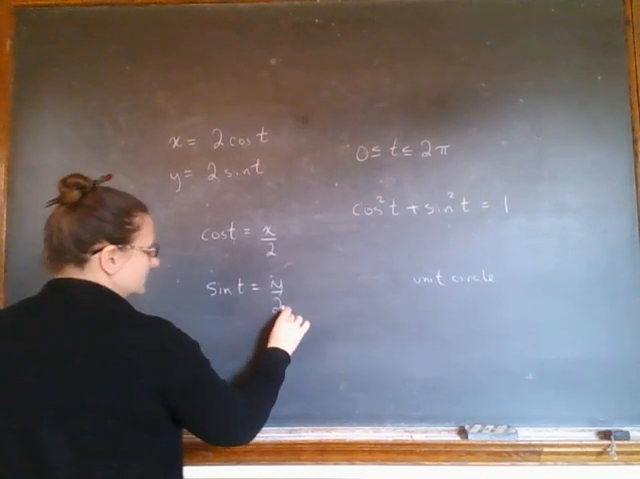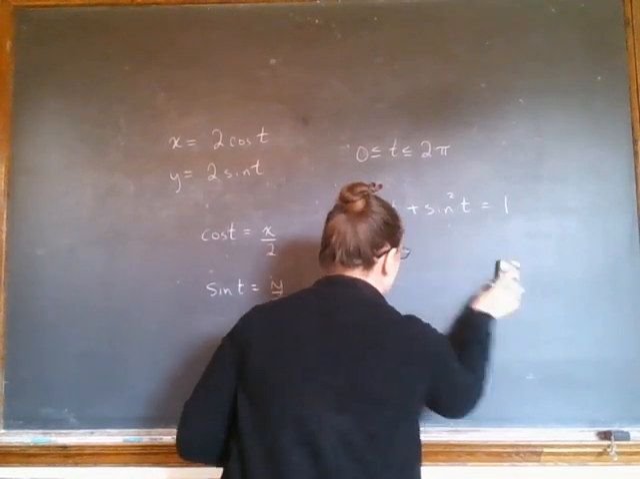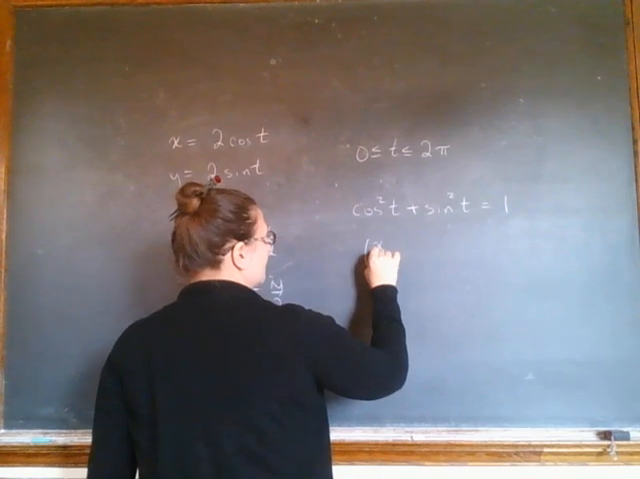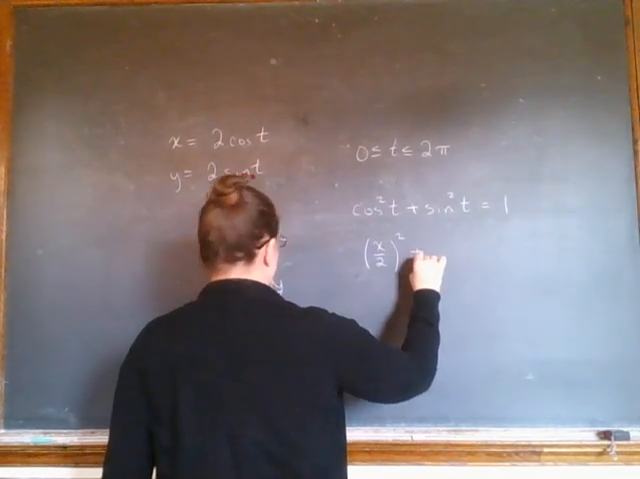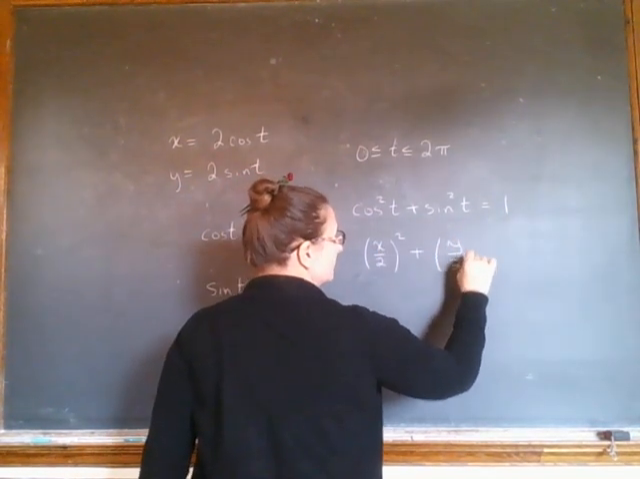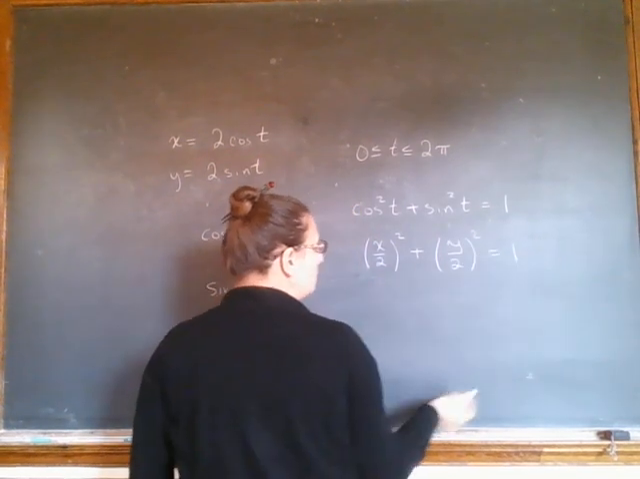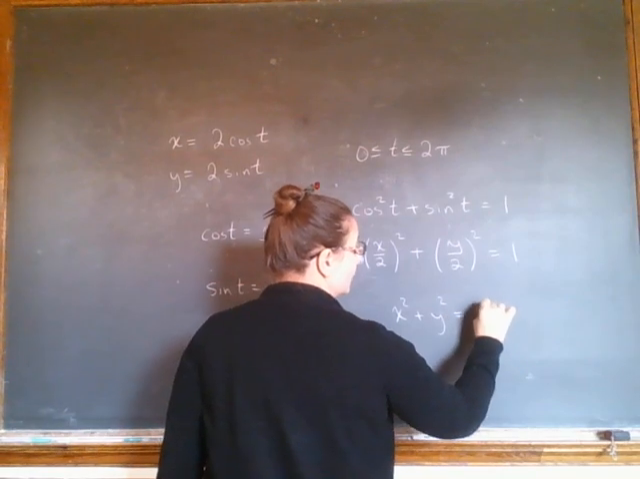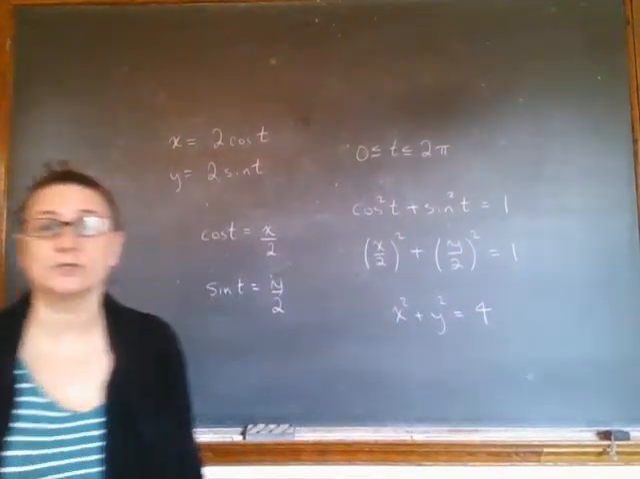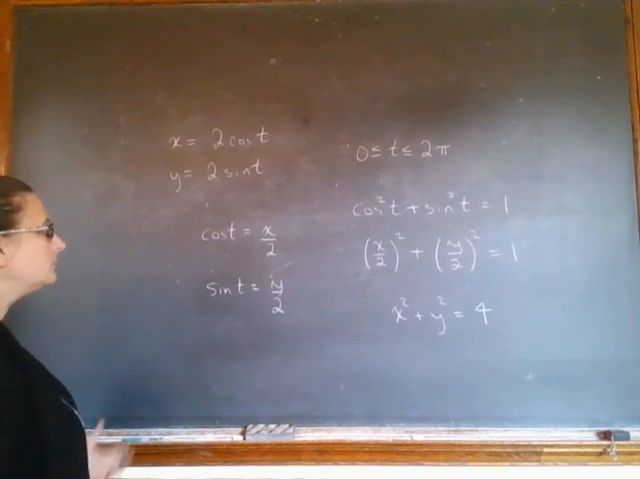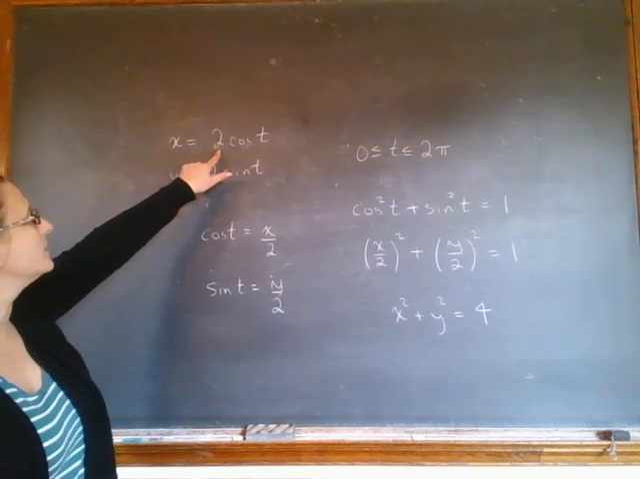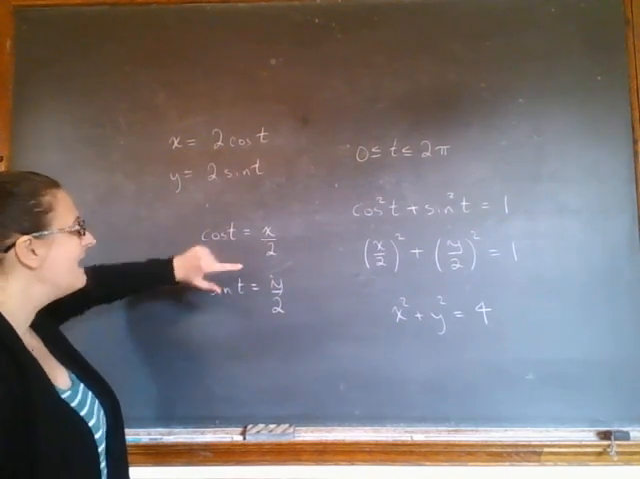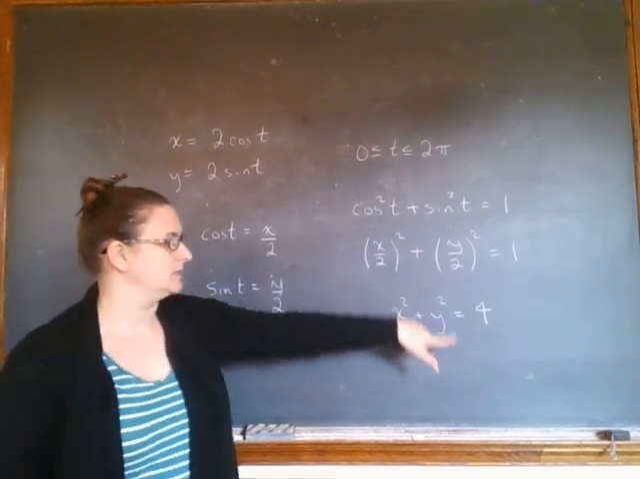Now it's no longer the unit circle, right? But I can substitute these into there and I get x over 2 squared plus y over 2 squared equals 1, or x squared plus y squared equals 4. So I have a circle of radius 2. So anytime you see this with a number out there besides 1, that's going to be the radius of the circle, and precisely this is the reason why.